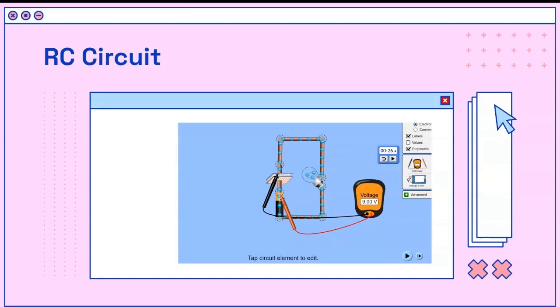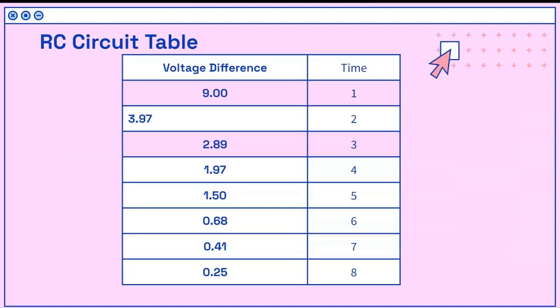So this circuit is pretty similar in components. It's our RC circuit, and then we charged this capacitor and then got rid of the battery just to see the voltage difference over time. So this is what the chart shows right here.